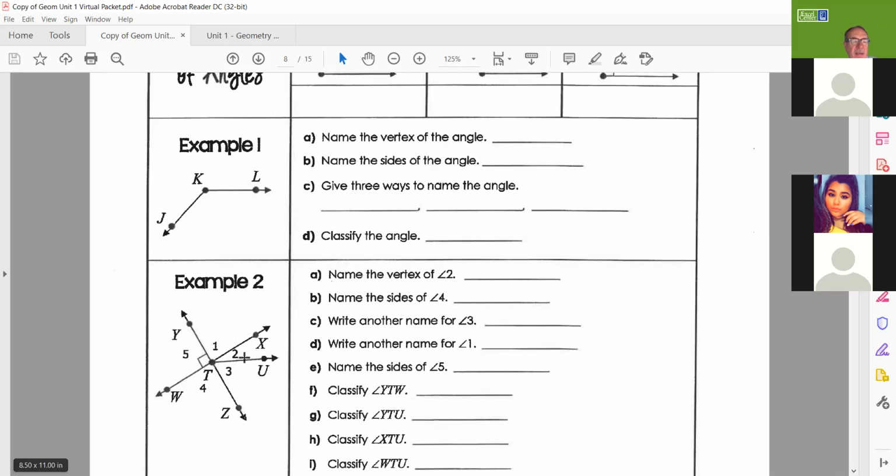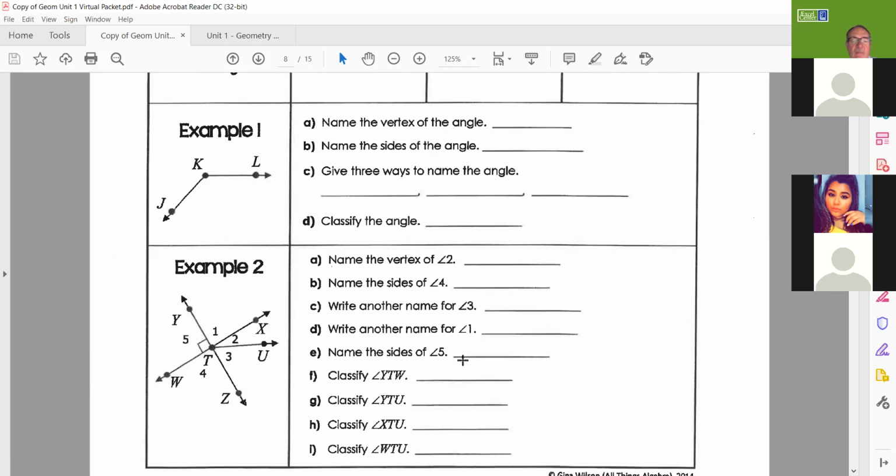The vertex of all of these angles is at T, right? Point T. Where are the sides of angle 4? Well, here's angle 4, WTZ. So WT and TZ would be the sides. Another name for angle 3, okay? ZTU, UTZ. Cannot say angle T though, even though T is the vertex. It's the vertex of all those angles, so that would really be confusing.